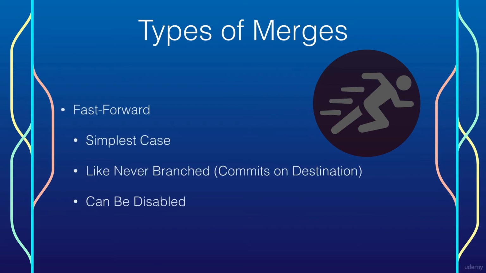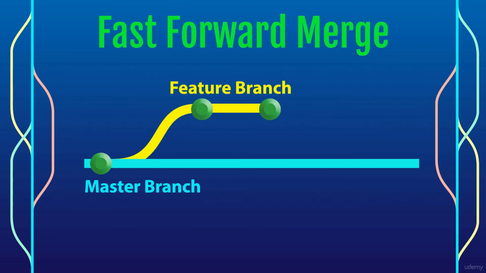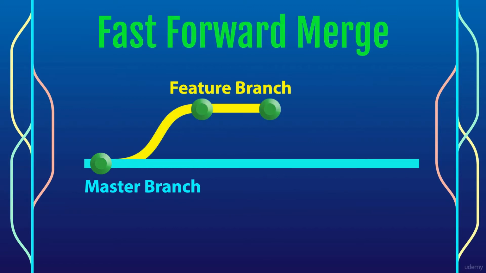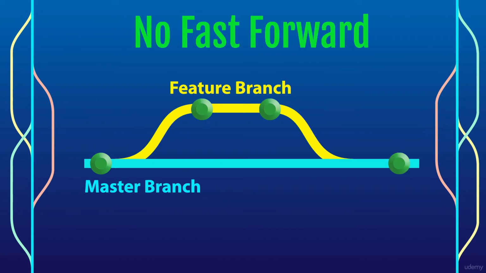First, the fast-forward merge. This happens in the simplest of cases when no additional work has been detected on the parent branch, or in our case, master. Git will simply apply all commits from the other branch directly onto the parent branch, as if we never branched off to begin with. Of course, we can disable the fast-forward merges if they are undesired for some reason.